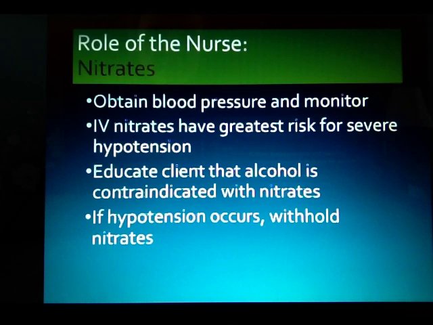We want to educate our clients that alcohol is contraindicated with nitrates because both of them can cause vasodilation. And of course, if severe hypotension occurs, we want to withhold that nitrate.